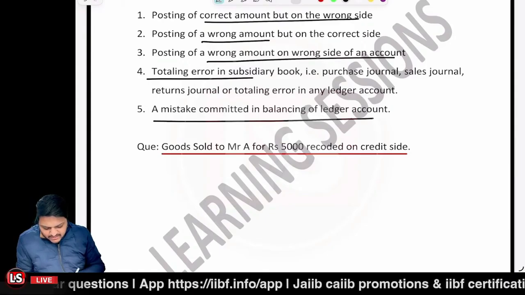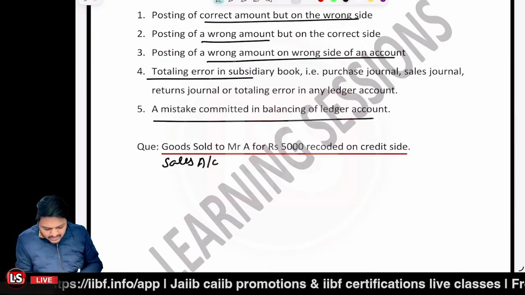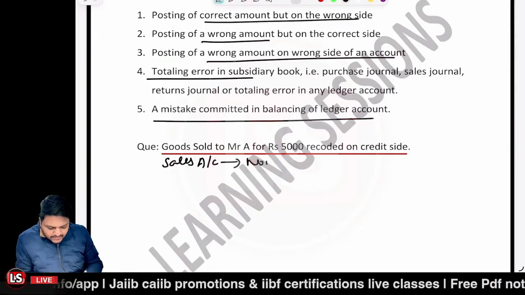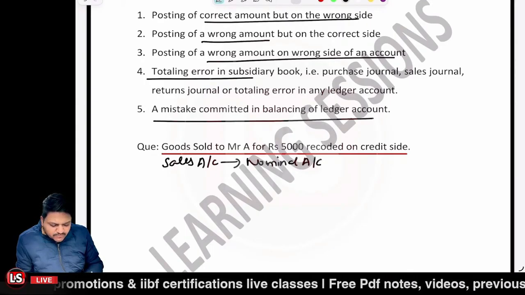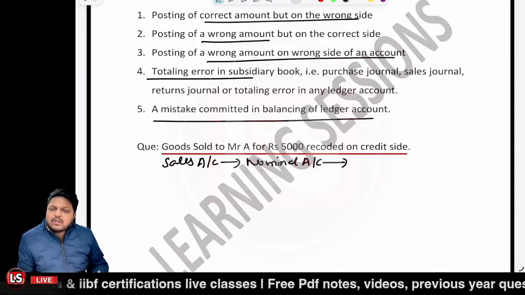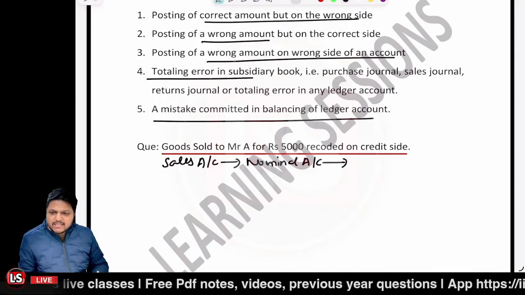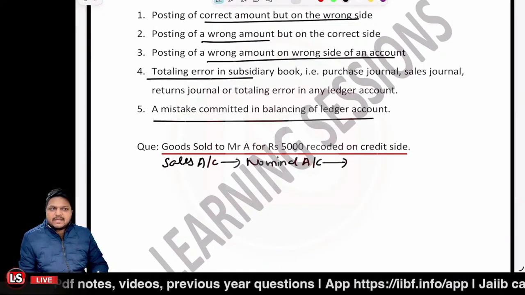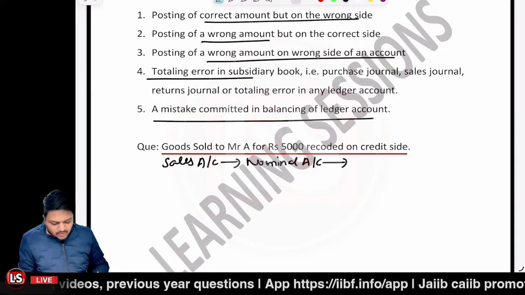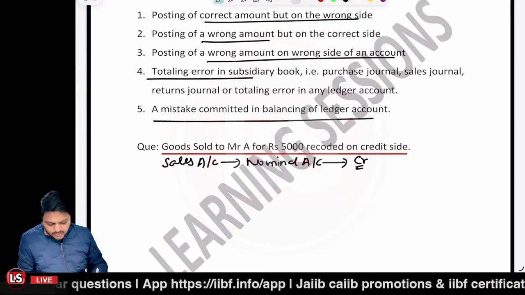Goods sold means sales account. Sales account is a nominal account, and the nominal account golden rule says: debit all the losses and expenses, credit all the incomes and gains. Selling is an income. So the sales account is to be credited.